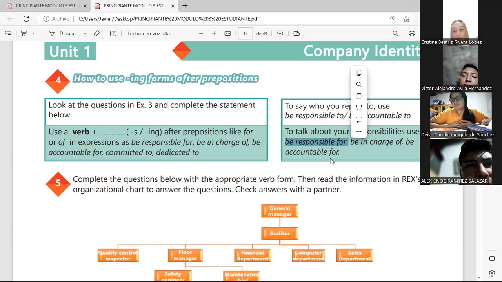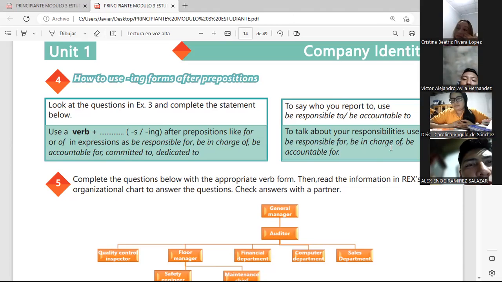Let's say, for example, Enoch is the manager of Carolina. So Enoch is responsible for Carolina, right? Or for directing Carolina. You also say be in charge of or be accountable for. It means that you are the manager. That means that you are the boss, right? Okay. Good.